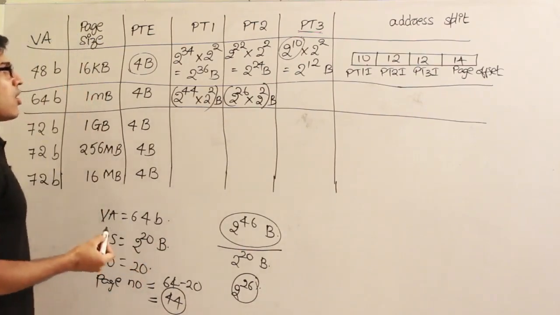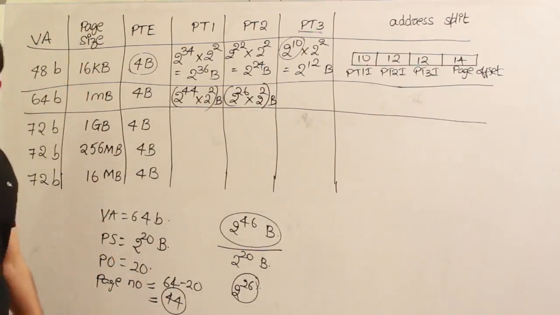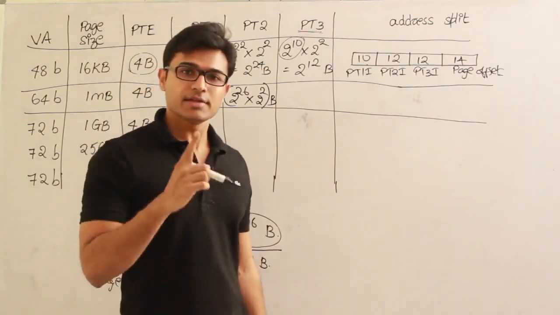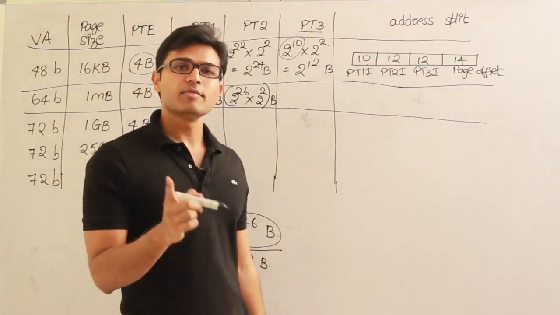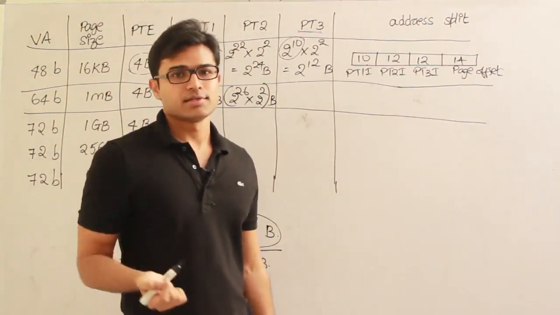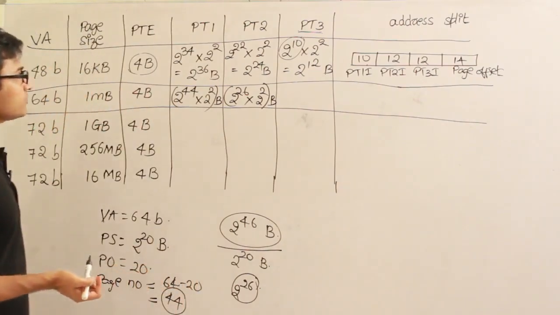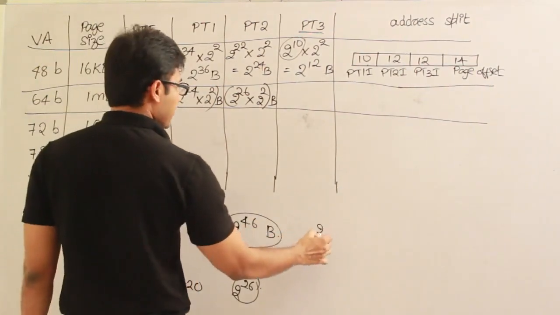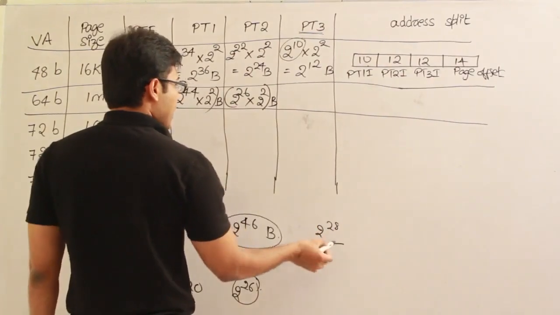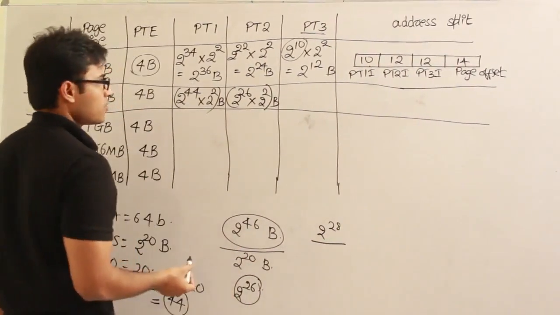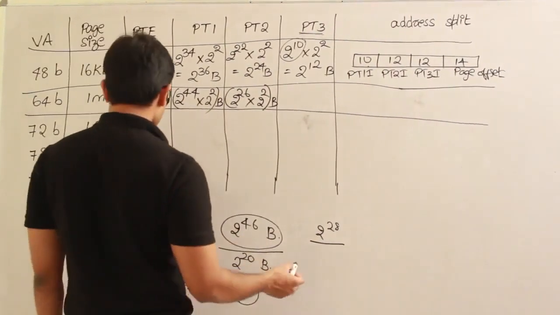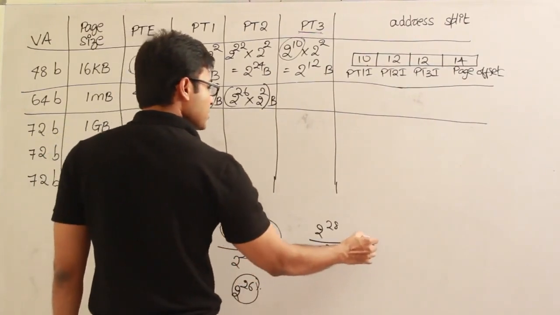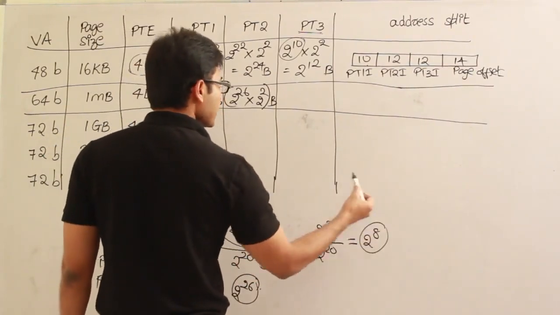Are you following it? Always the page table entry size will be the same. Either it is first level or second level or third level, the page table entry size will be the same. The only thing that will be different is the number of pages. And now the total size of this is 2 power 28. Got it? And now if I again divide into pages, if each page size is 2 power 20, then how many pages do I get? 2 power 8 pages I get.